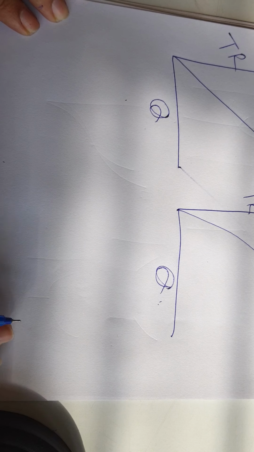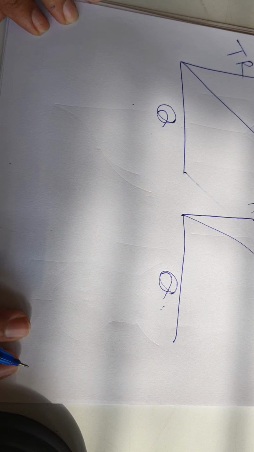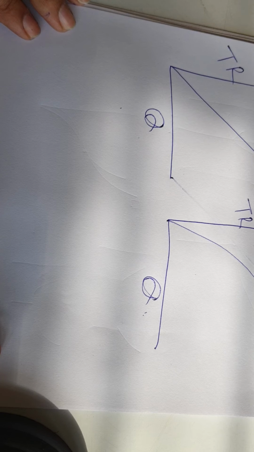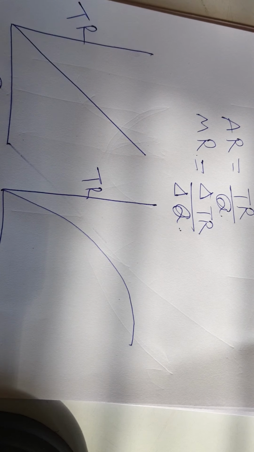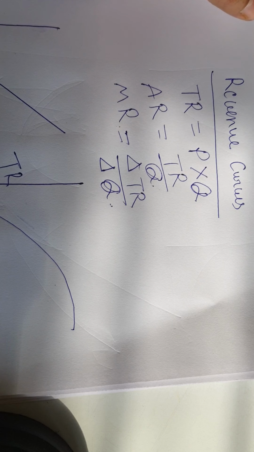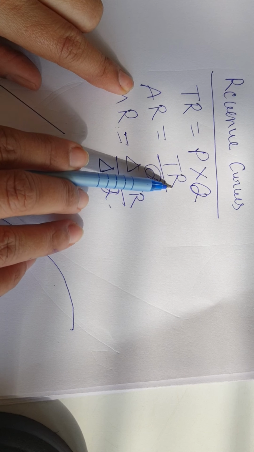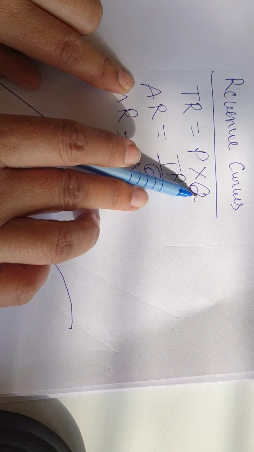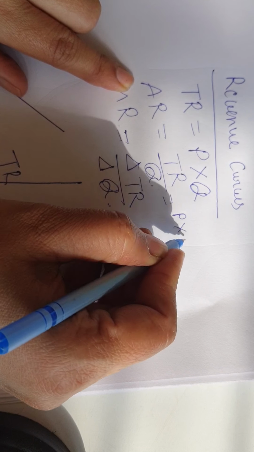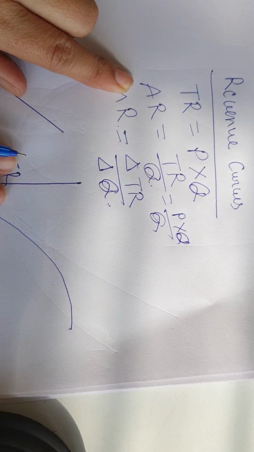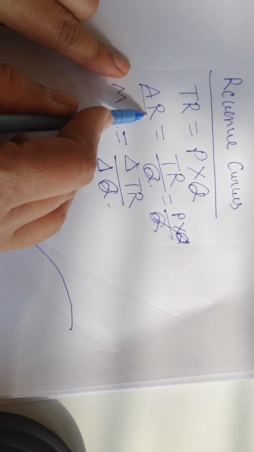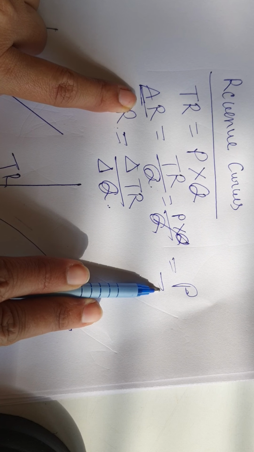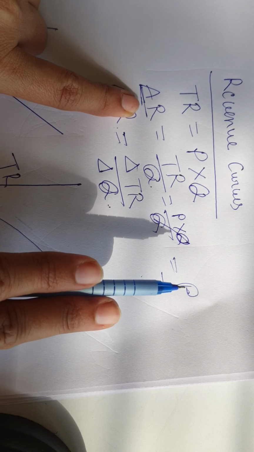Let's talk now about average and marginal revenue curves. If we talk about average revenue, look here. This is the equation: total revenue divided by quantity. And what is total revenue? P into Q. If I put this value here, P into Q divided by Q, you will see it gets cancelled out and your average revenue is equal to price.